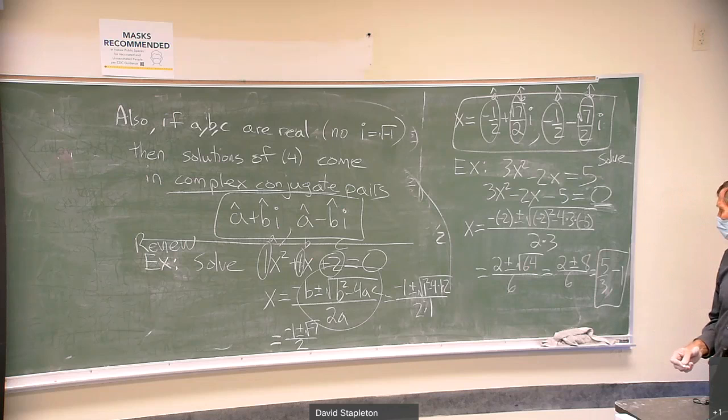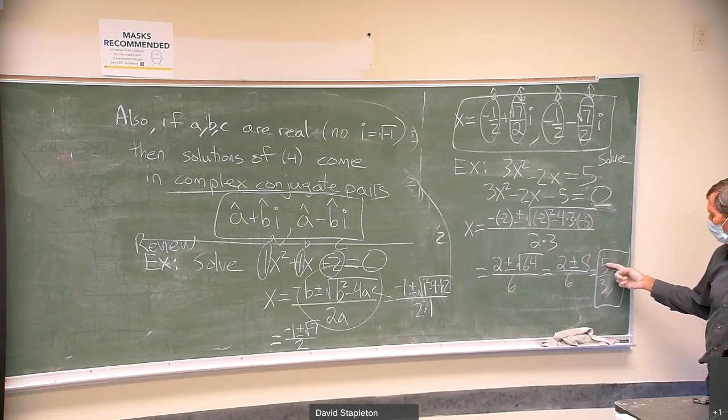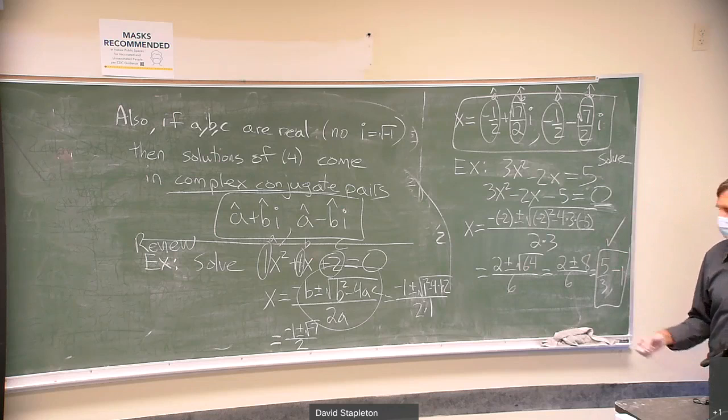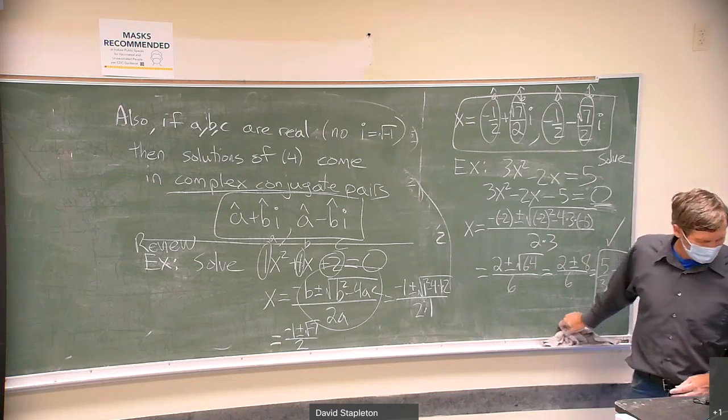The answer is they don't have to. There's no square roots left and there's no i's left. This is okay. Ones that don't have square roots or i's in them don't have to come in conjugate pairs, and these didn't. Right?